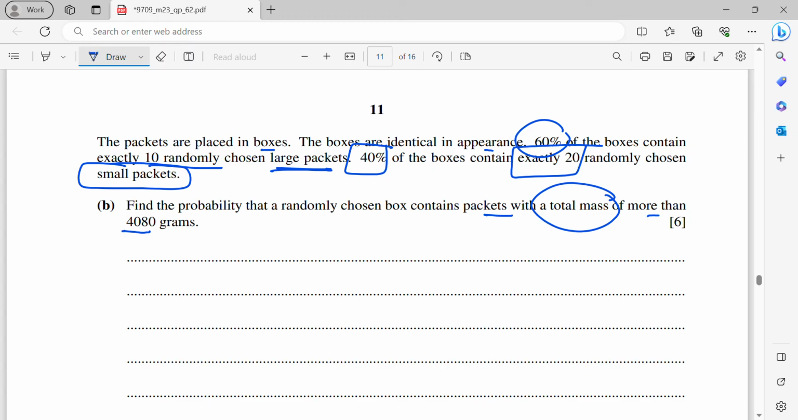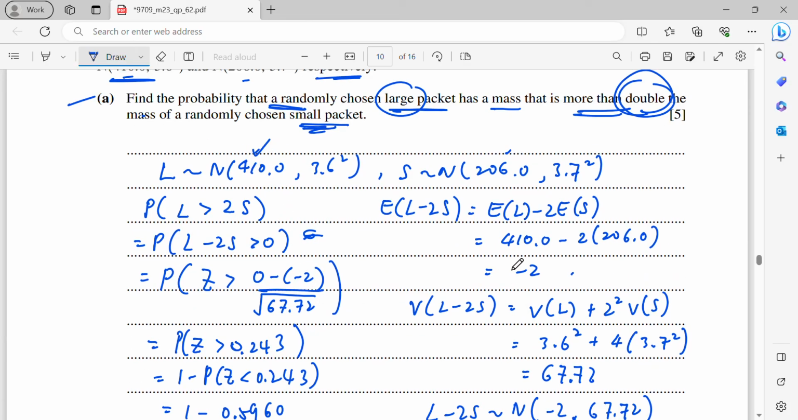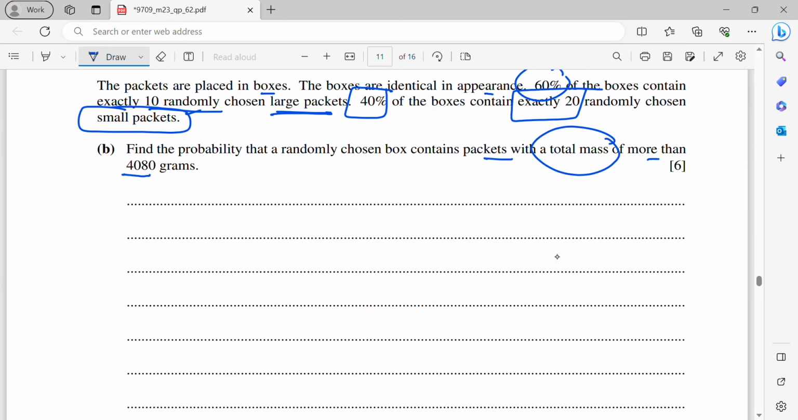Alright, so now from here, we need to get what is the total mass. From here, I know that 60% will have exactly 10 large packets. So expected 10 large. Just now, refer back to the previous. Your large is 410. So now I need to get 10 large. What is the mean? The expected value of 10 large packets will be 10 times expected L, which is 10 times 410. Then I will get 4100.